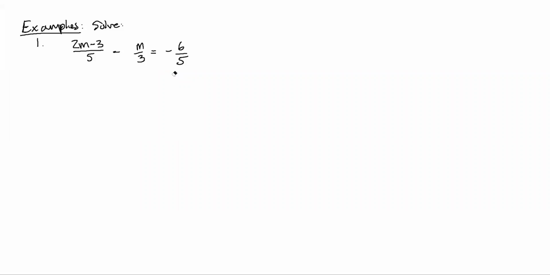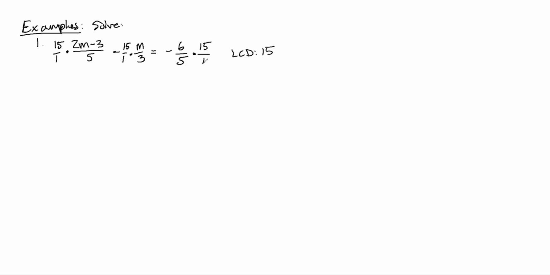So now we can go straight to our LCD. And so our LCD for this one, just like before, there's no factoring to do because we only have numbers. The LCD for 5 and 3 is 15. So let's multiply each of these terms by 15 over 1, 15 over 1, and 15 over 1.